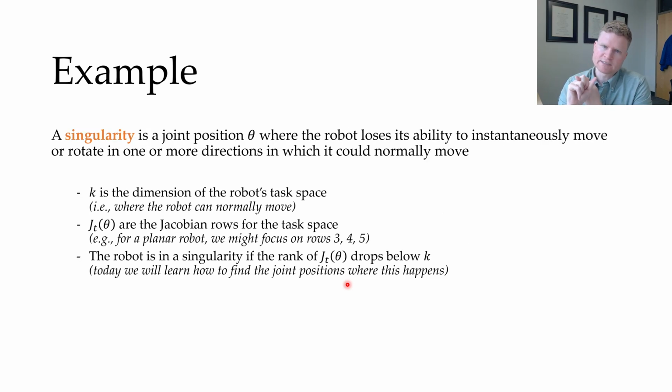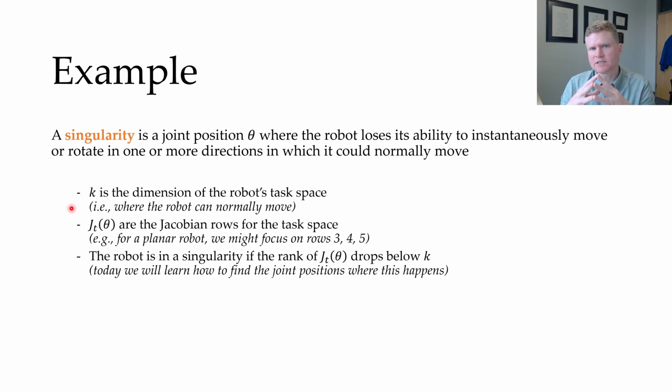So just a reminder, what is a singularity? It's a joint position theta where the robot loses its ability to instantaneously move or rotate in one or more directions. And originally it could move in those directions, and now because of its joint position, it cannot move in those directions any longer. Some key definitions here.